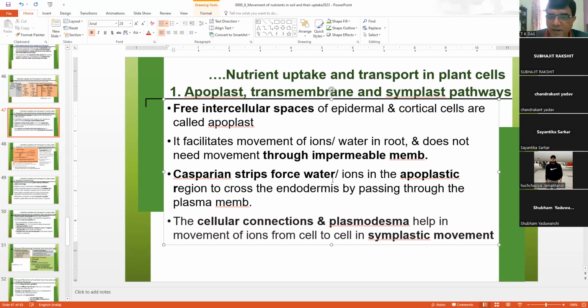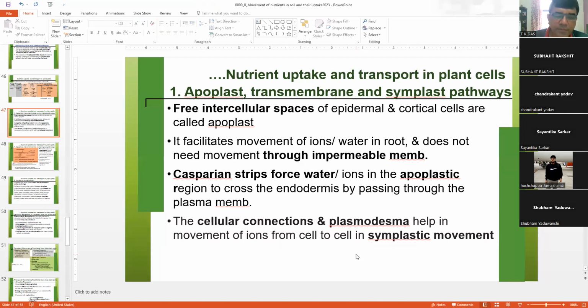Casparian strips force water ions in the apoplastic region to cross the endodermis by passing through the plasma membrane. So these Casparian strips help to pass the materials through the endodermis, or from cell to cell, or it facilitates the entry of material from apoplastic part to the symplast, mainly allowing them passing through the plasma membrane. The cellular connections and plasmodesma help in movement of ions from cell to cell in symplastic movement.